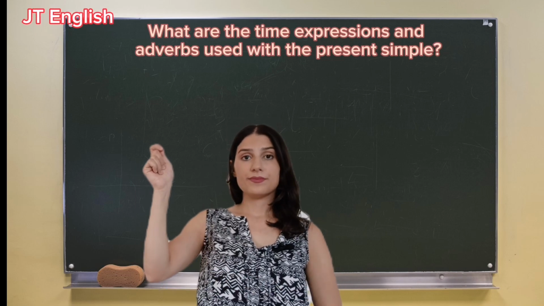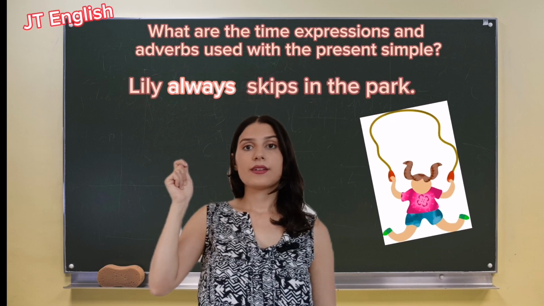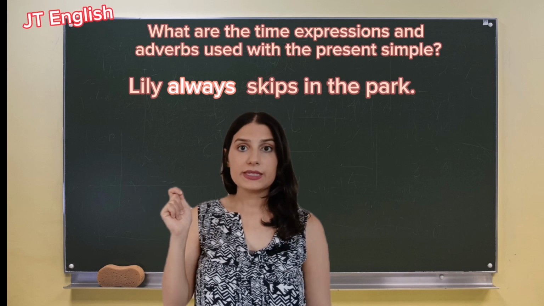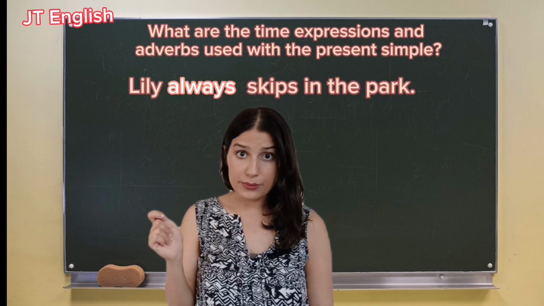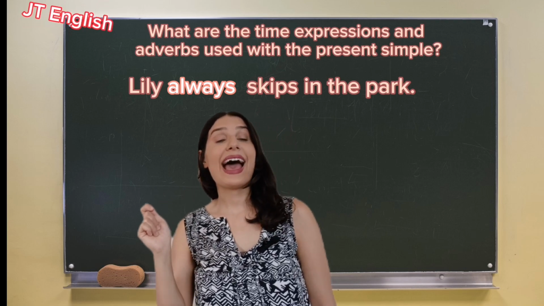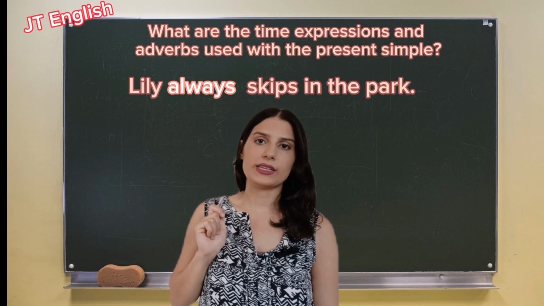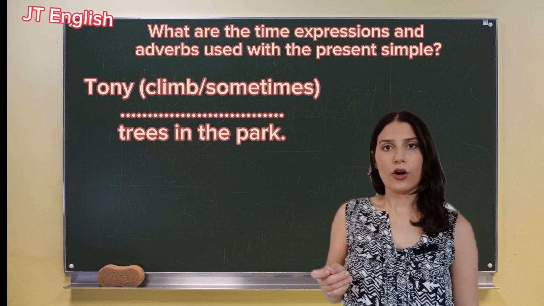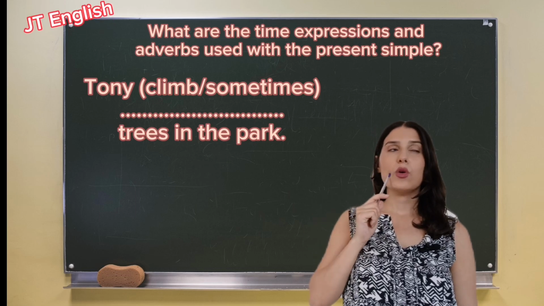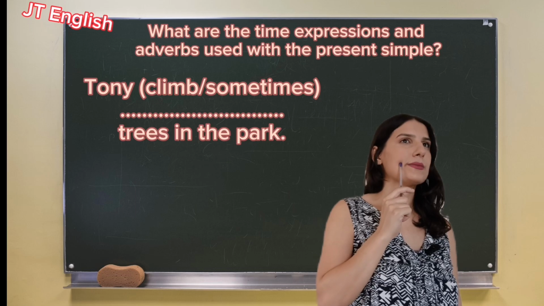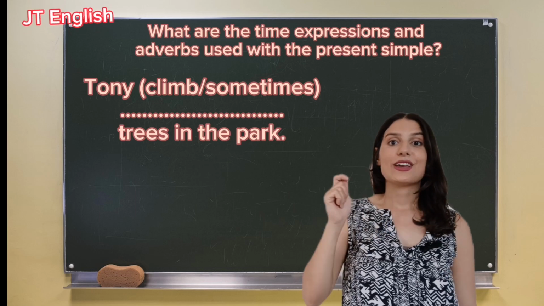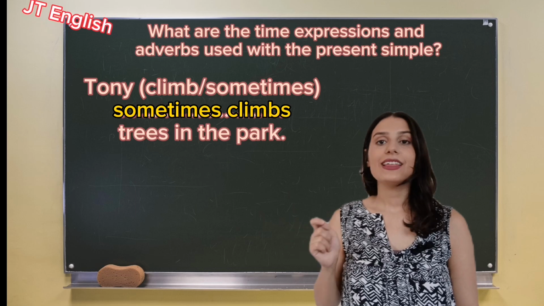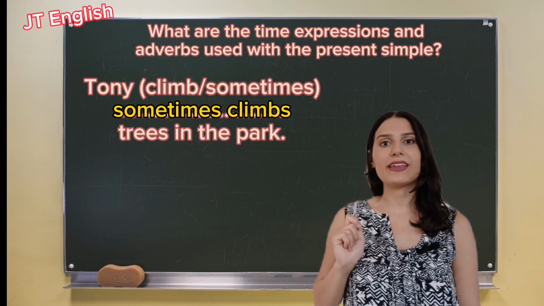For example, Lily always skips in the park. Skips is the main verb. It's in the present simple. So it goes after the adverb always. Tony climbs trees in the park. So where does the adverb sometimes go? So Tony sometimes climbs trees in the park. The adverb goes before the main verb.